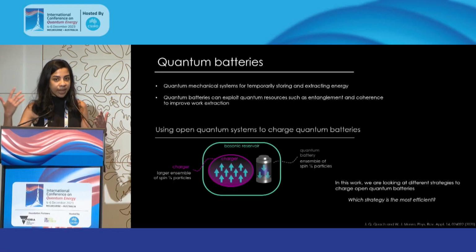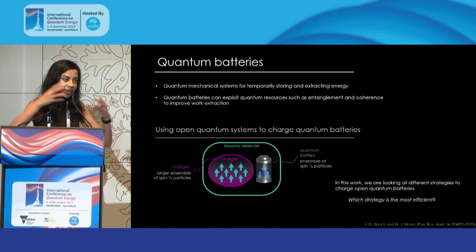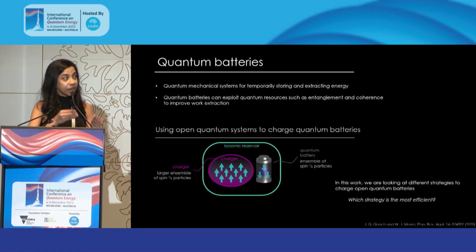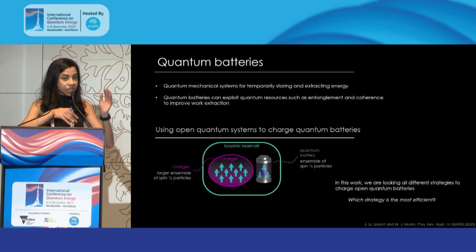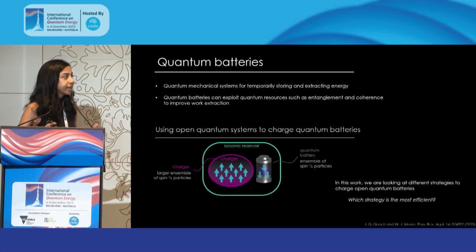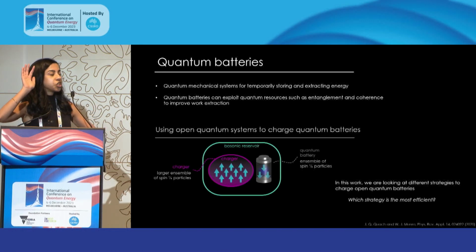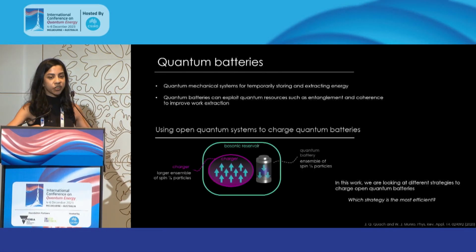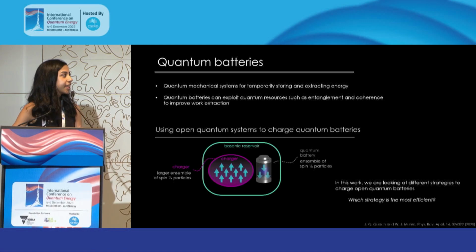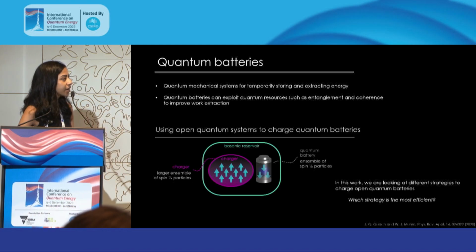So what we do is we bring in a larger ensemble of spins in the excited state, and they both collectively couple to the same bosonic reservoir. And just through that collective coupling, even if the reservoir is at zero temperature, we can see the spin inversion, where the spins in the charger move to the ground state. The spins in the battery move to the excited state, and the battery is charged. So this is from this paper by James and Bill, as I said.